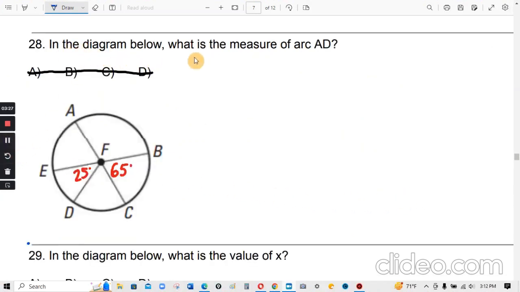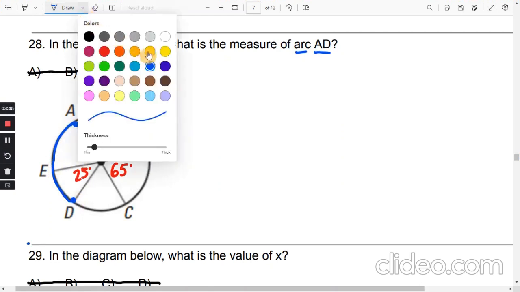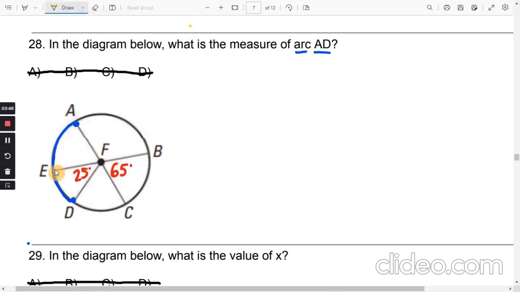In the diagram below, what is the measure of arc AD? Okay, so if it just has 2 letters, AD, you go the shorter way around the arc. So from A to D, the shortest way is right here. From A to D, that's what we're looking for. All right, so for the vertical angles, you want to do the X shape. We got this right here and this right here. All right, I couldn't make it straight, but there you go. That's the X shape.